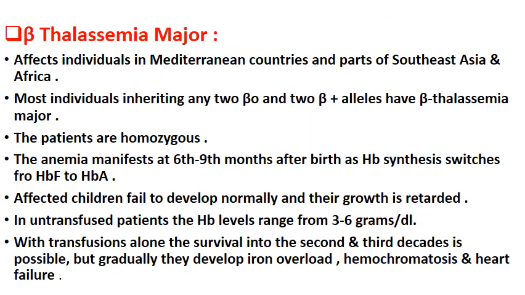While beta thalassemia major also affects individuals in Mediterranean countries and parts of South Asia and Africa. Most of these patients inherit two beta O or two beta plus alleles, which cause beta thalassemia major. Those patients are homozygous. Usually the anemia in such a case manifests at 6 to 9 months after birth, as the hemoglobin switches from hemoglobin F to hemoglobin A.